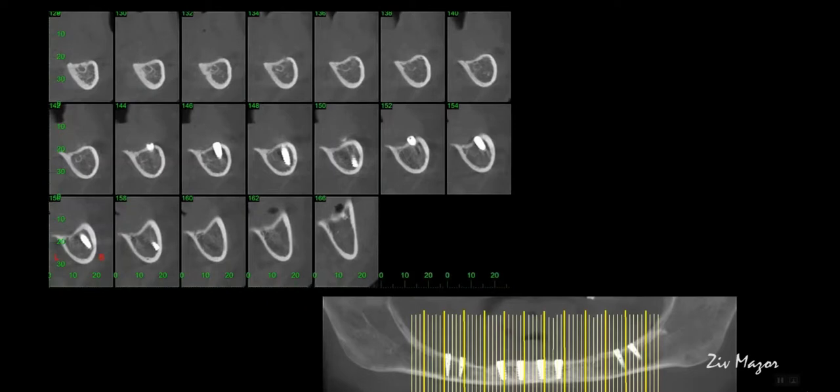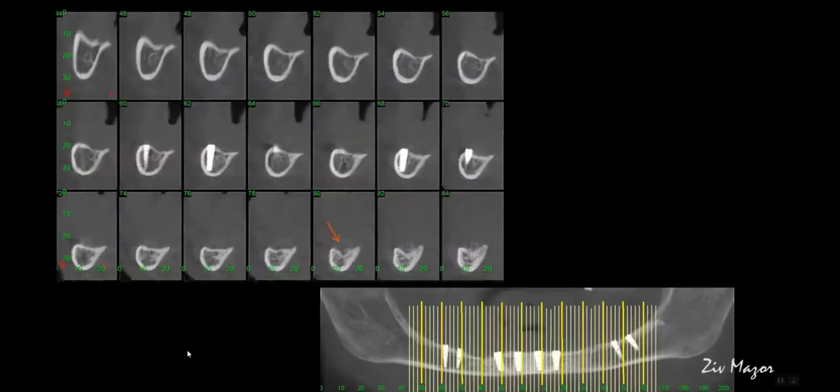You can actually see here, that's where the nerve is, right where my pointer is, and that's where the implant is, exactly as planned. On the other side, again, you can see where the nerve is, right there, and you can see that the implant sits sideways.